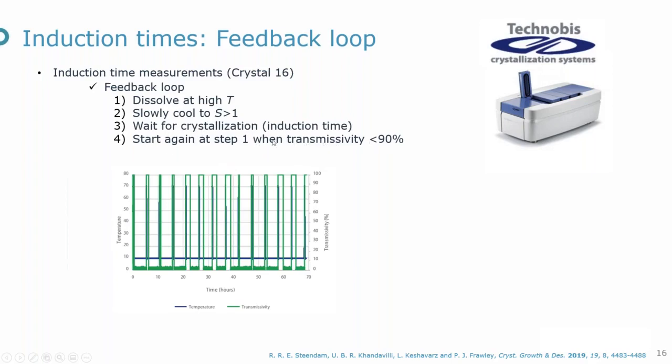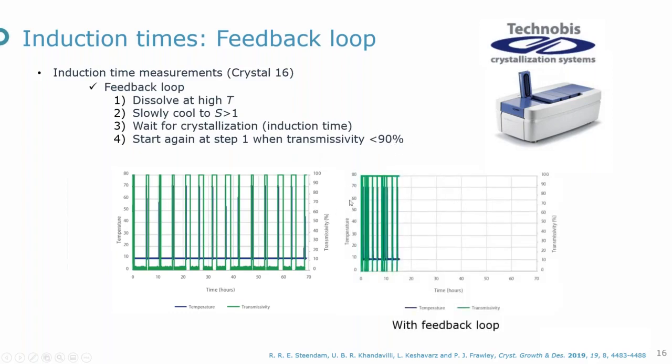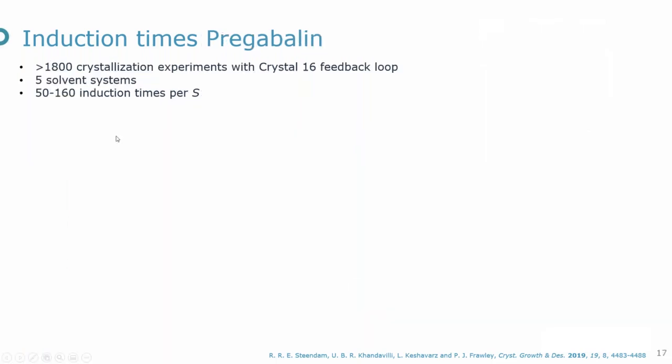So what we used in our experiments is a feedback loop, also part of the Crystal16, where we started the next experiment when the transmissivity was below 90%, so when crystals were present. That way we could significantly reduce the experimentation time and do a lot of experiments in a small amount of time. In total we performed more than 1,800 crystallization experiments within a month. We tested 5 solvent systems, and obtained 50 to 160 induction times per supersaturation per solvent.